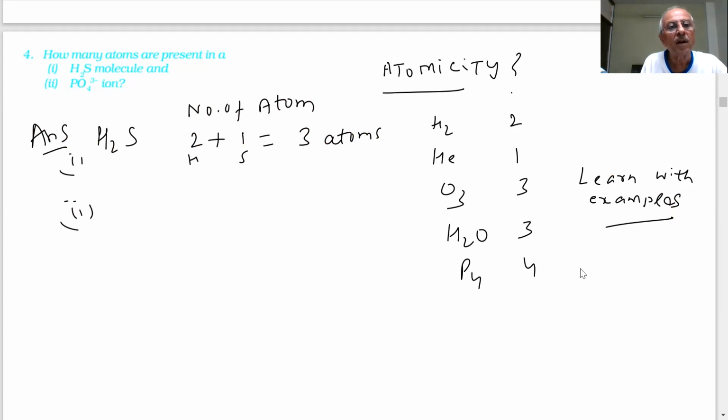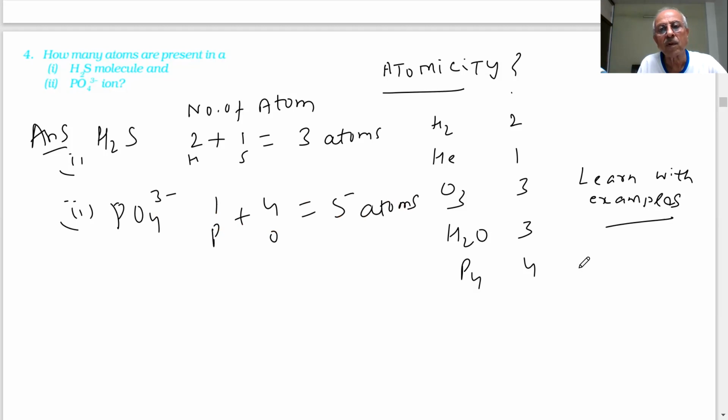And second, PO4 3 minus. This is an ion, a phosphate ion. How many atoms are there? Phosphorus 1 and oxygen 4. Total 5 atoms. Polyatomic species. We told you about ions, and then we said there are polyatomic species or polyatomic ions which have more than one atom.